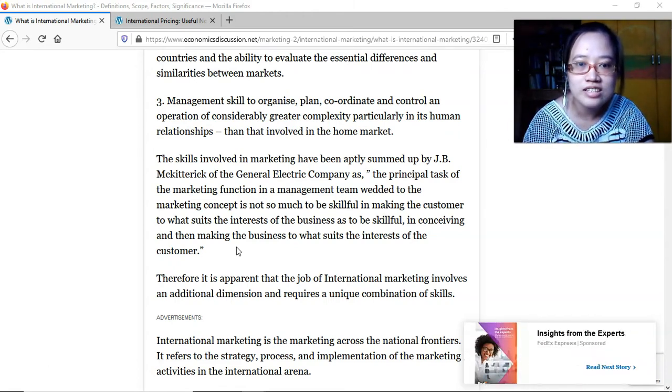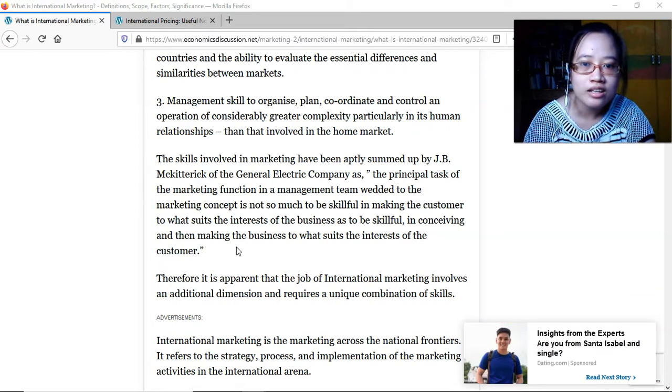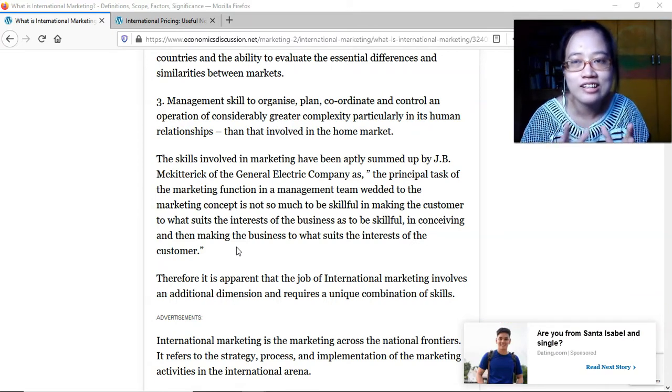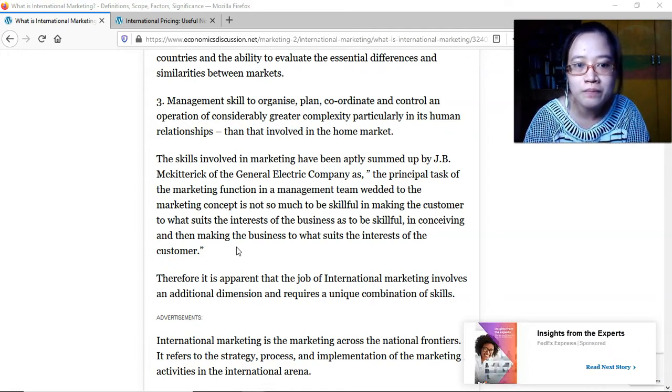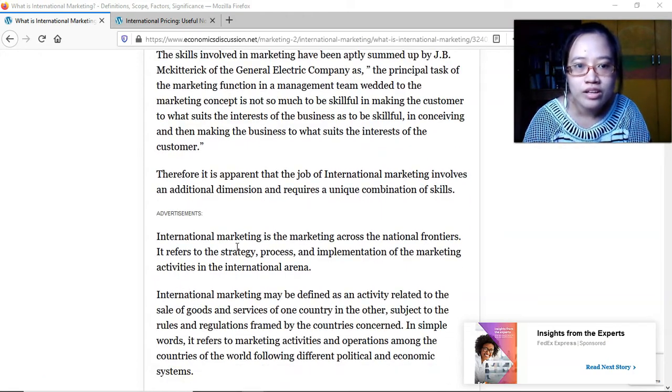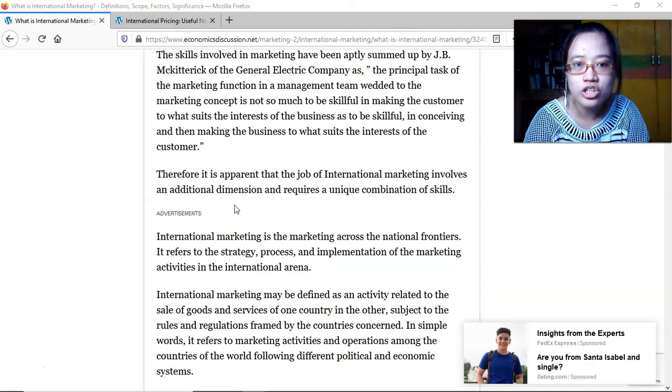Okay. In other words, you're going to create a product that would suit the interest of the consumer and not make a product and then simply push it to the customers and create an artificial demand for it. Okay, it's better to have a product that is actually needed and wanted by the customer. Okay, therefore, it is apparent that the job of international marketing involves an additional dimension and requires a unique combination of skills.